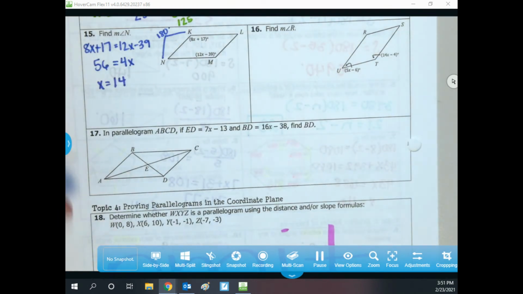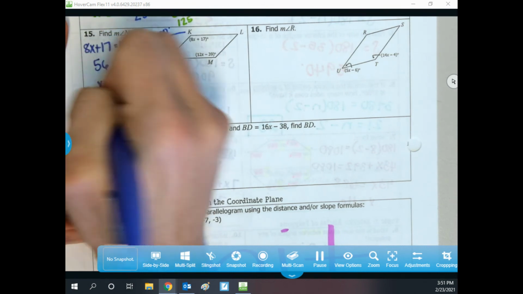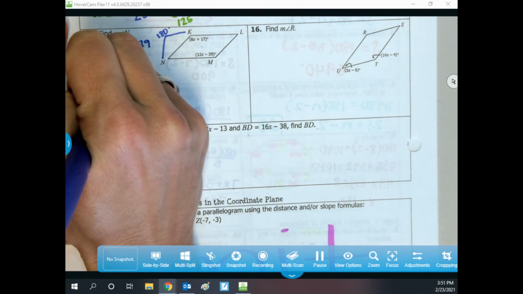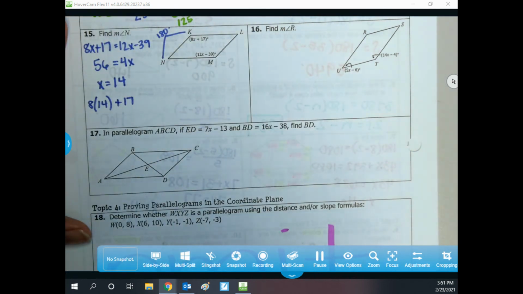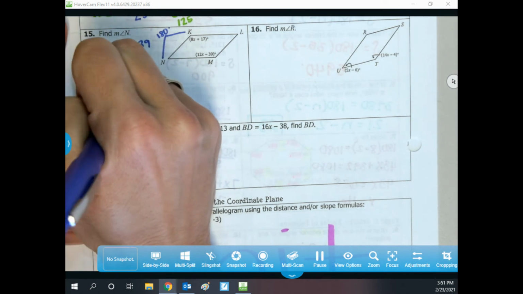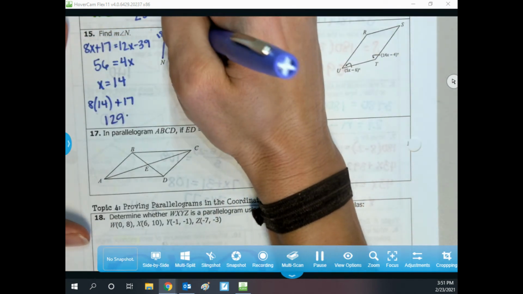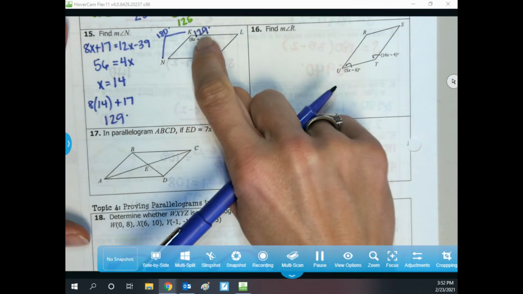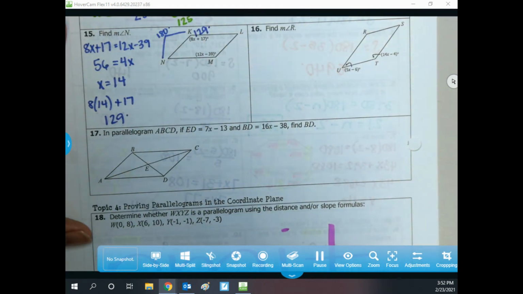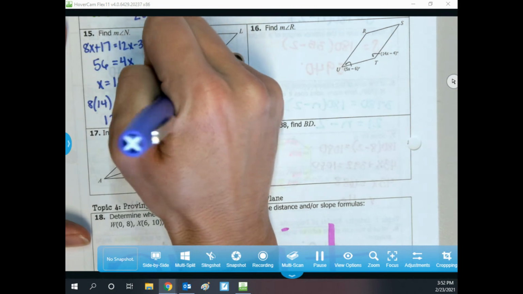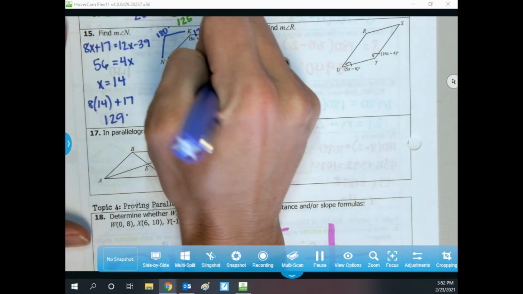But that doesn't help us. We've got to plug that back in. So 8 times 14 plus 17 is 129 degrees. So angle K is 129 degrees. Now remember, K and N have to add up to be 180. So 180 minus 129 gives us that angle N is equal to 51 degrees.